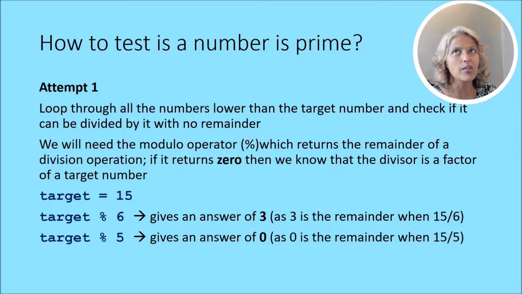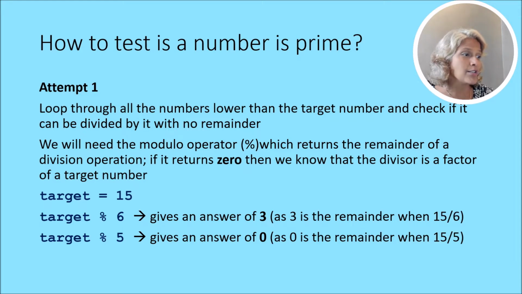So the sort of pseudocode of thinking about it would be taking a number from a user, let's call it the target number, and then run through all the numbers up to that target number and check if any of those divide into it completely. And by divide into it completely, I mean leaves no remainder. So when we're talking about remainders, we need to use the modulo or modulus operator, which is the percent sign in Python. This returns the remainder of a division operation. If it returns 0, we know that the number that is dividing is a factor of the target number.